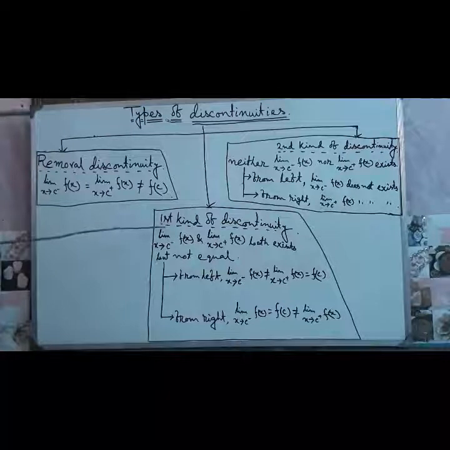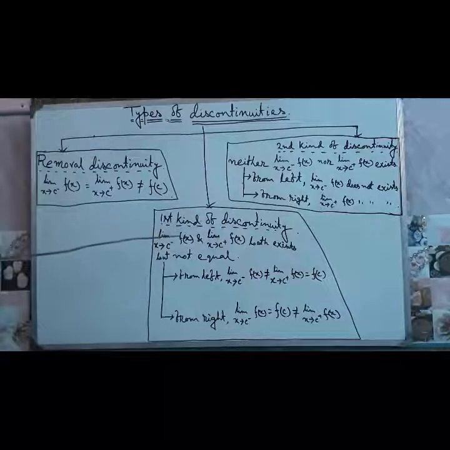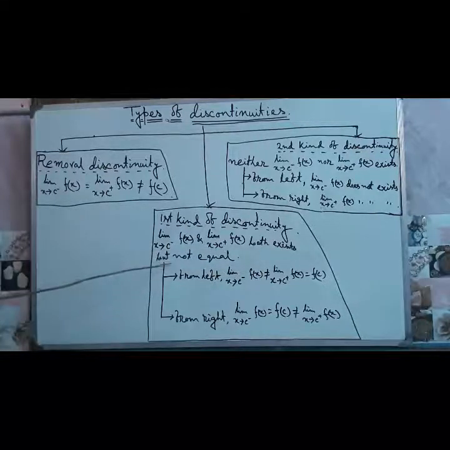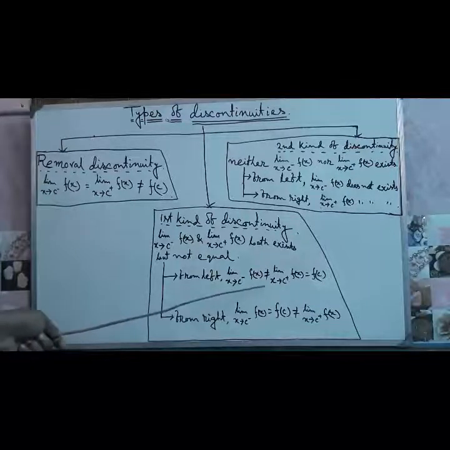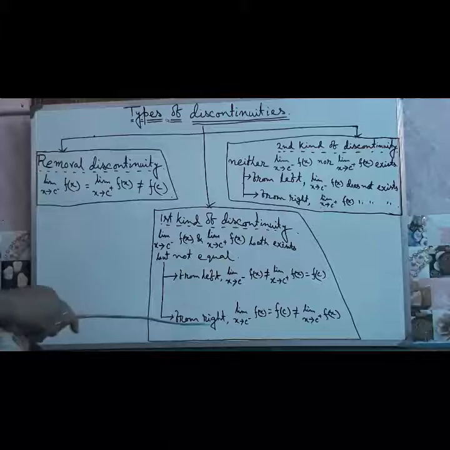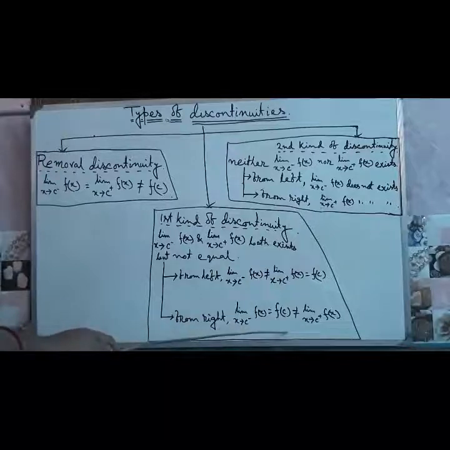Next, first kind of discontinuity. What is first kind of discontinuity? Both the left hand limit and right hand limit, that is limit x tends to c minus f of x and limit x tends to c plus f of x, exist, but these two are unequal. First kind of discontinuity from the left, that is left hand limit is not equal to right hand limit, but the right hand limit is equal to the functional value at that particular point. First kind of discontinuity from the right, that is left hand limit is equal to the functional value at that point, but right hand limit is not equal to these two values.